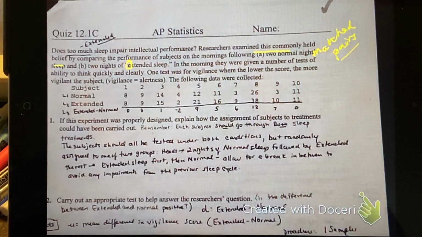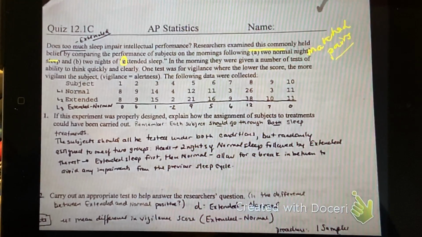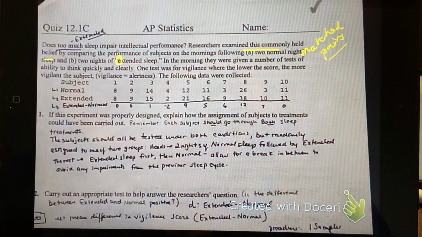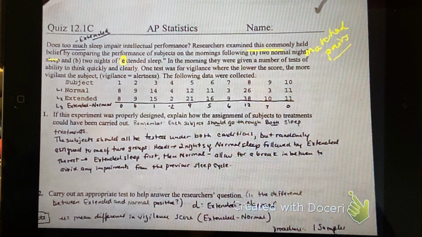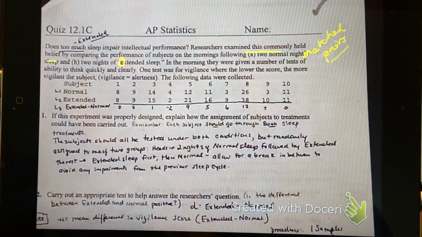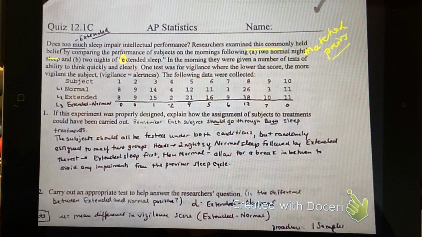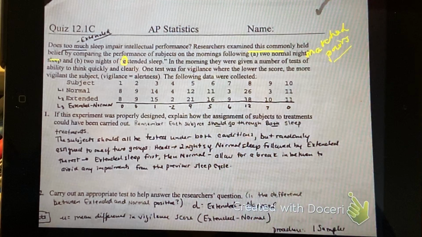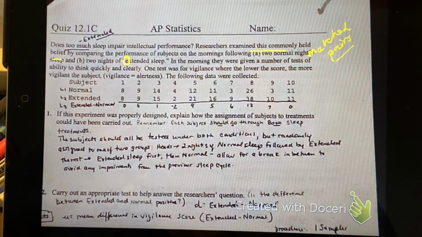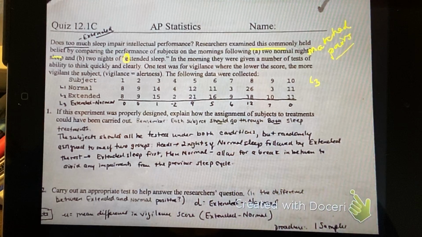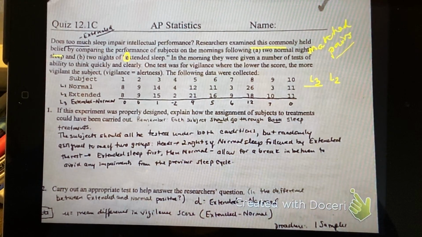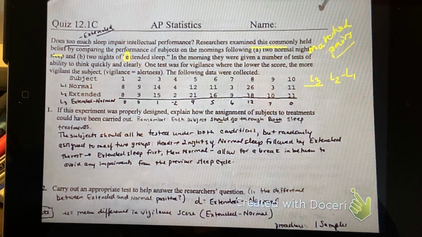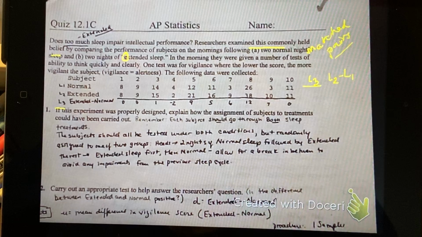All right, and so basically I have to get a difference. So this is what I did. Notice I put list 1 next to the word normal, list 2 next to the word extended. So this is how I found the difference. I stored all of the normal scores into list 1, all of the extended scores into list 2, and then in list 3, I did L2 minus L1 and got these numbers. So this is actually all of the numbers that came out of list 3 right there.